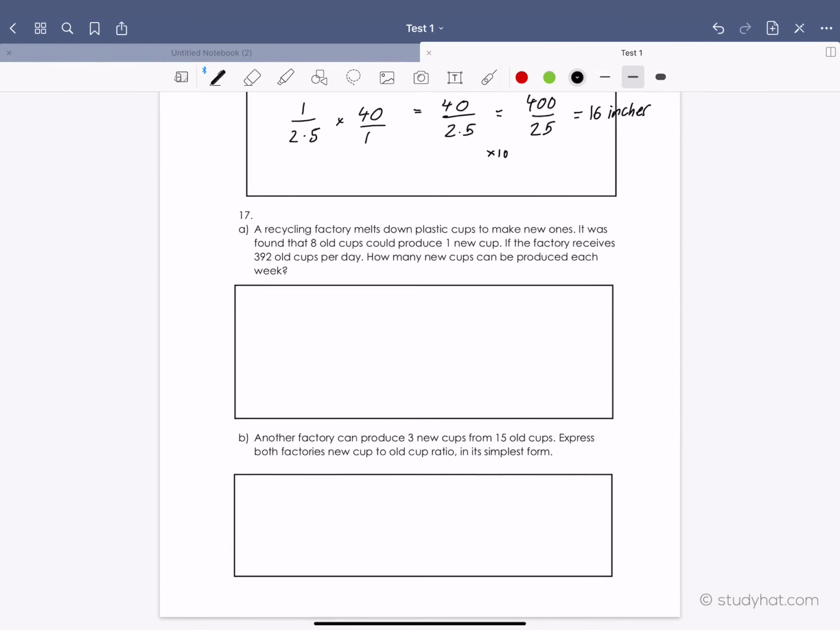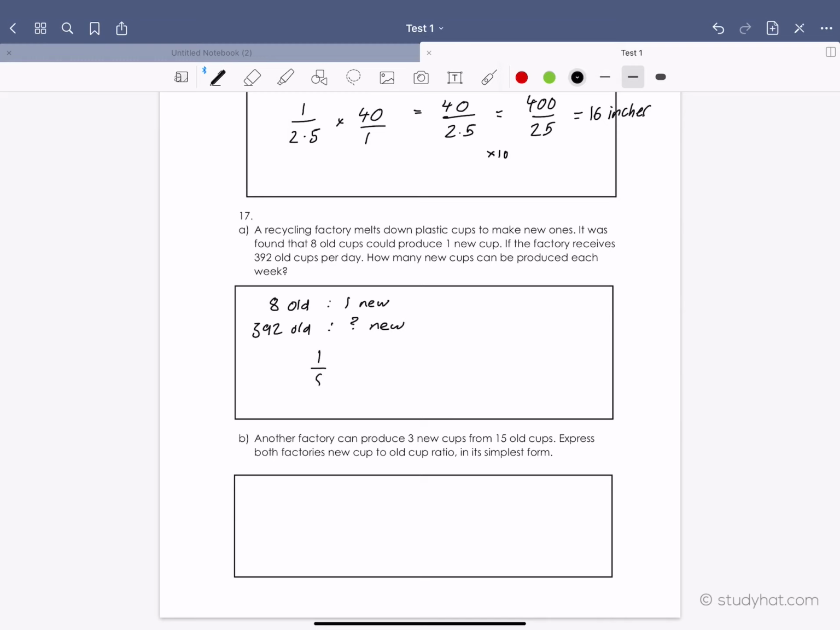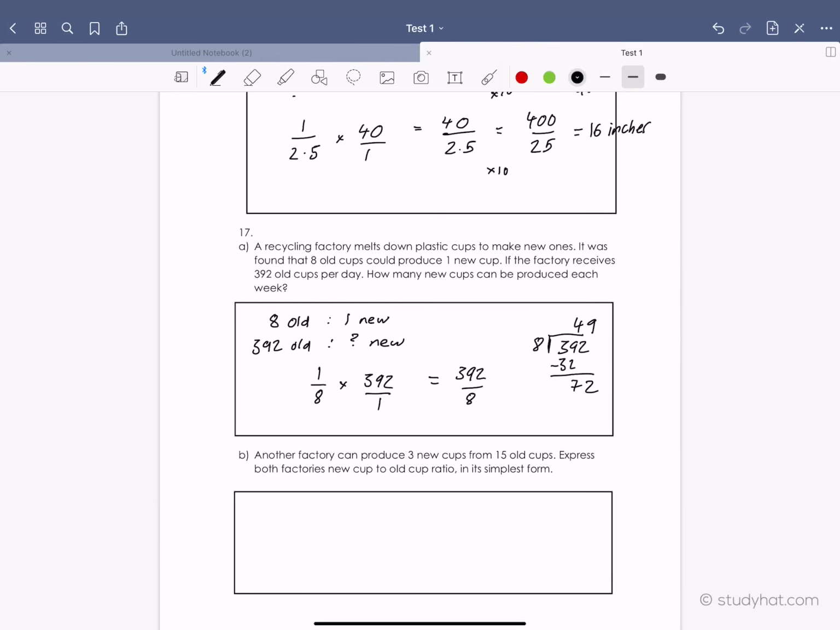Right, and some more. Okay, here we've got 8 old to 1 new. And we're told 392 old, so how many new? Rule of 3. 1 divided by 8 times 392. Or the same as 392 divided by 8. We do small division. 8 into 3 doesn't go. 8 into 39 goes 4 times. That's 32. Right? 7 remaining. 8 into 72 goes 9. So 49 new cups.